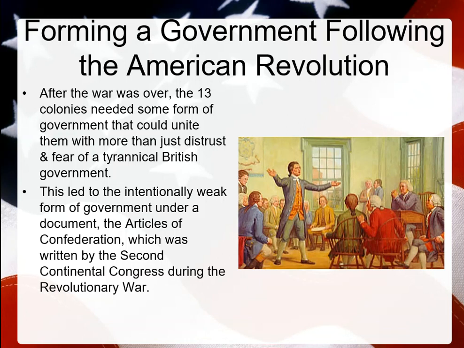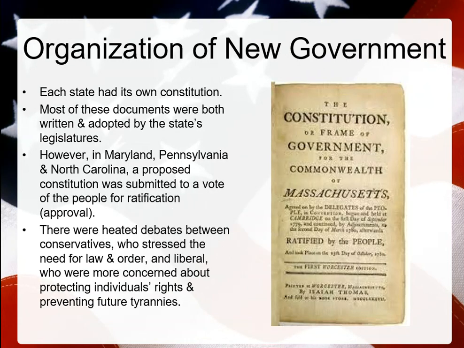However, this is going to lead to an intentionally weak form of government under the document, the Articles of Confederation, which was written by the Second Continental Congress during the Revolutionary War. So each state had its own constitution. Most of these documents were written or adopted by state legislators. However, Maryland, Pennsylvania, and North Carolina proposed a constitution submitted to a vote of the people for ratification in their individual states. So it wasn't done by a state legislator in those three states.